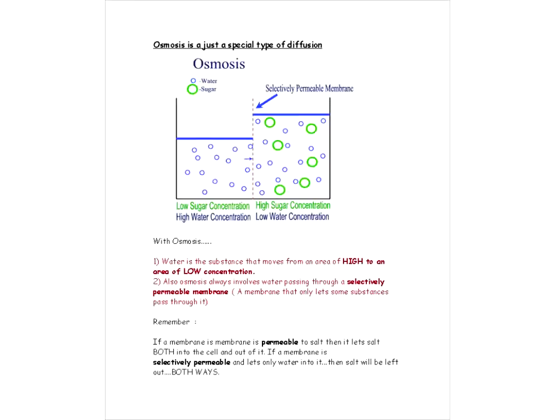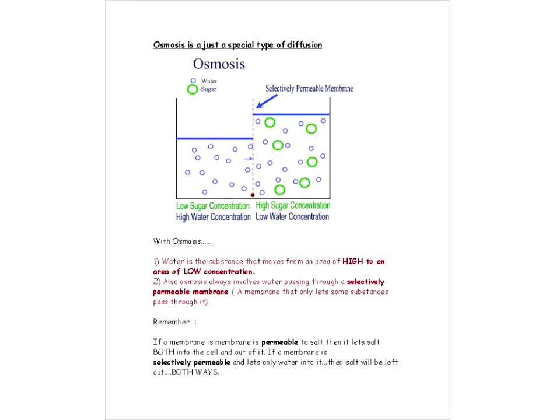It's water that's moving, and it's moving from a high concentration to a low concentration, just like any type of diffusion. The other thing is that osmosis involves a selectively permeable membrane. Selectively permeable means that the membrane only allows some substances to pass through and others don't.